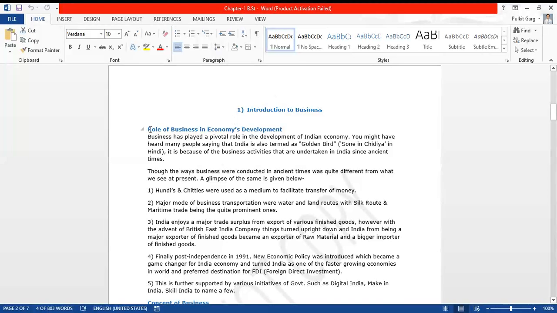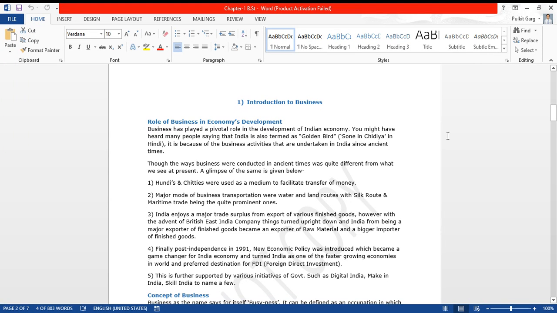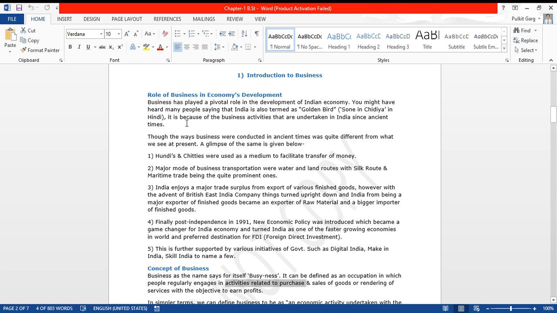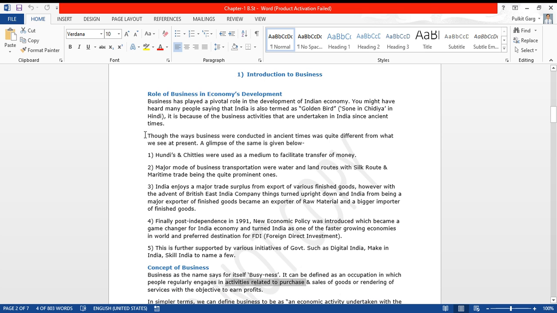Now we'll see what the role of business is in Indian economic development. Do you wonder if business is something new? Exactly not. Business is something which has been carried out since ancient times. Though the way it was carried out in ancient times and the one that you see today is quite different. So let us see what differences you see between the business that was there in ancient times and that which you see in today's modern world.